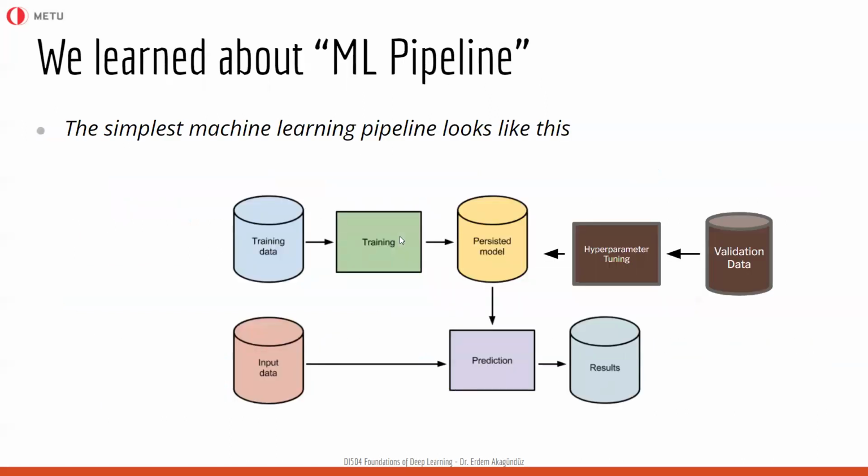Good. So after learning the workflow, after learning cross-validation, we've talked about the machine learning pipeline. And this is the simplest way to put it, I guess. You have training data, you do training, you have a model. With the validation data, you do parameter tuning. After you're finished with this, you have the test data, you do the prediction and get the results. And you repeat this for different folds. Okay?